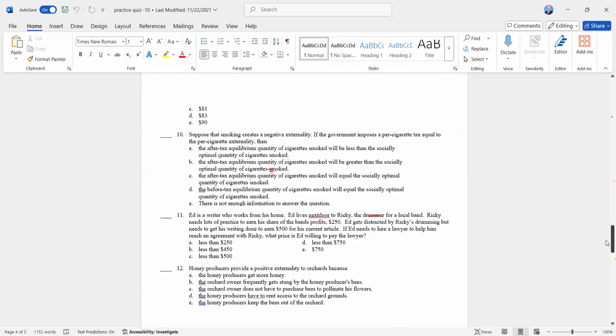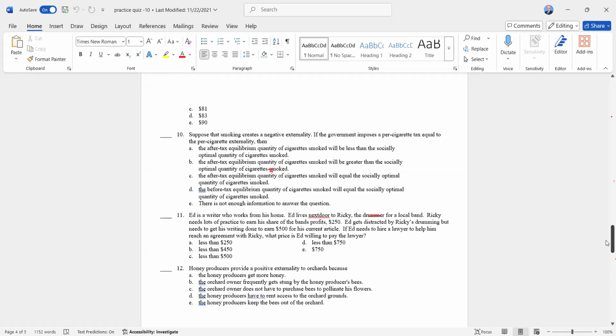Suppose that smoking creates a negative externality. If the government imposes a per unit tax equal to the external cost, okay? All right, which means they're internalizing the cost. That means we're going to get to the optimum. So the answer is going to be C, after tax equilibrium, quantity of cigarettes smoked will equal the optimal. All right, that's what the tax is doing. It's getting us to the optimal.